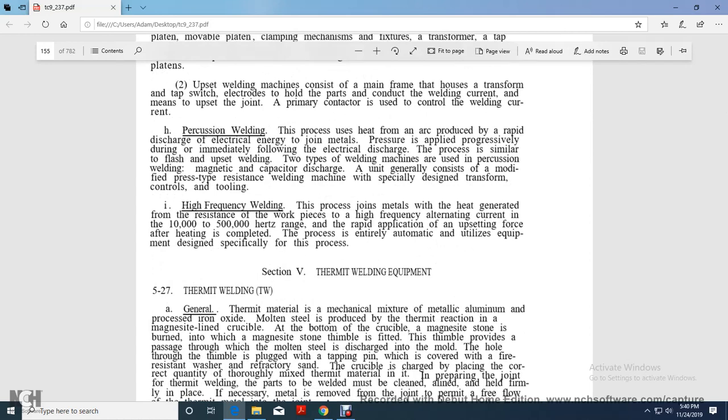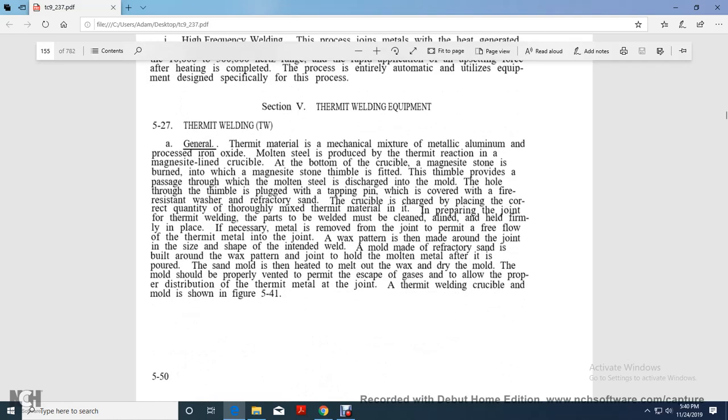High frequency welding process joins metals with heat generated by the resistance of the workpiece to a high frequency alternating current in the 10,000 to 500,000 hertz range. Rapid application of upset force occurs after heating is completed. This process is entirely automatic and utilizes equipment designed specifically for the process.